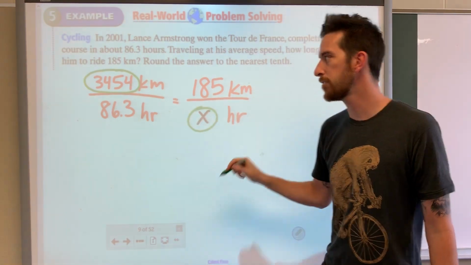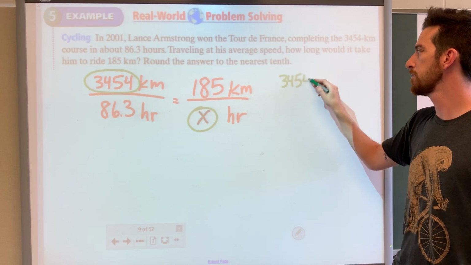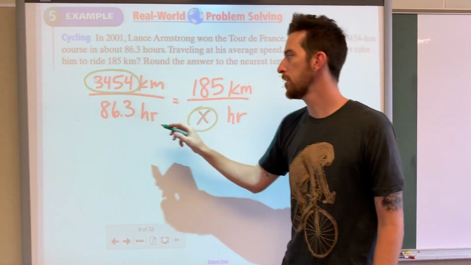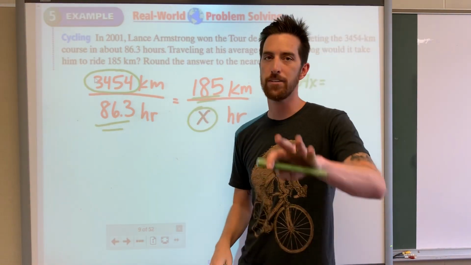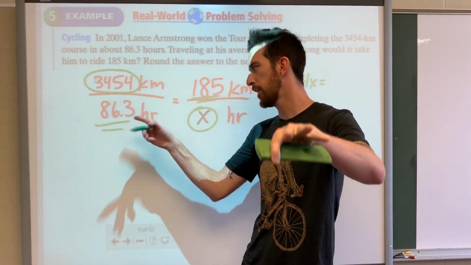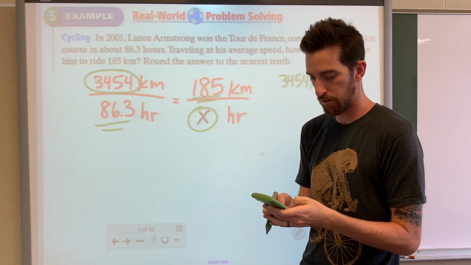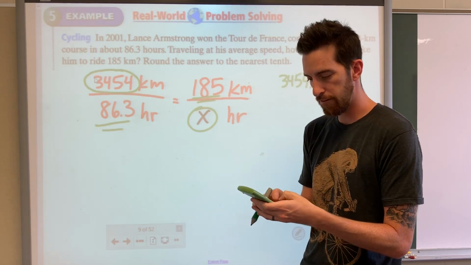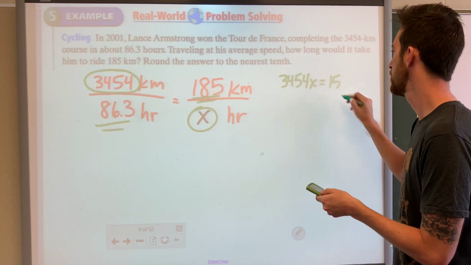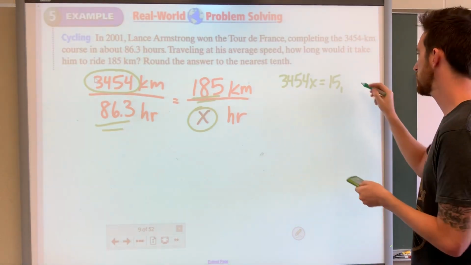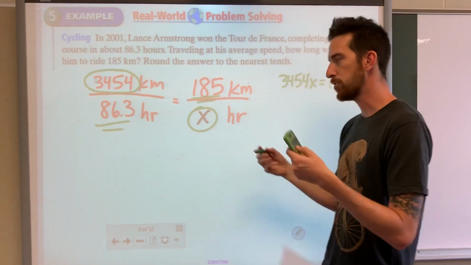3,454 times x. I gotcha. That's 3,454x. Set that equal to the other cross products. 86.3 times 185. Now I know you guys know all your multiples of 86.3. I don't, I'm sorry. So let's try that. 86.3 times 185. And we've got 15,965.5. How do we solve that?